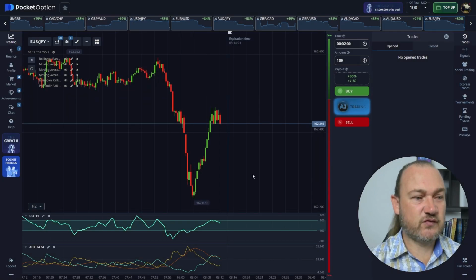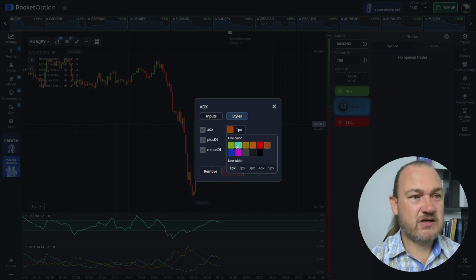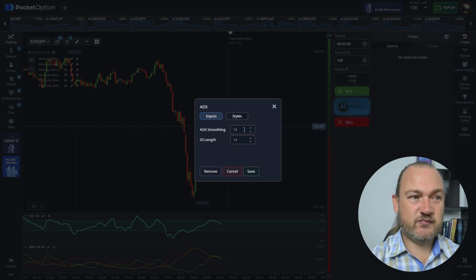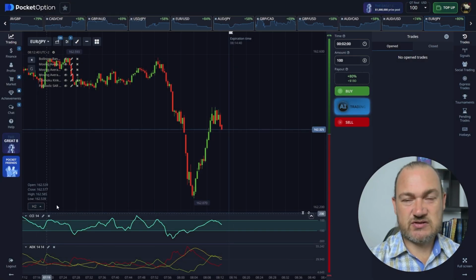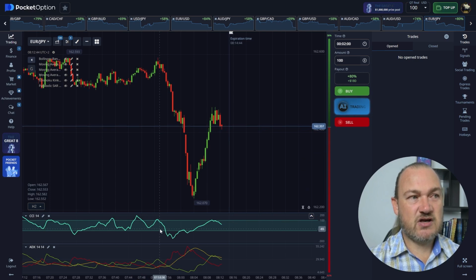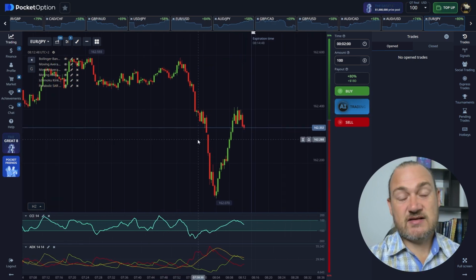It's just a preference for me. I like the colors a bit differently than the default colors. So you don't need to change your colors. But what is important, my ADX is going to be set to 14 and 14 smoothing and a 14 length, and my CCI is also set to 14. We're going to leave the oversold and overbought values at 100. Okay, so that's the setup we need.